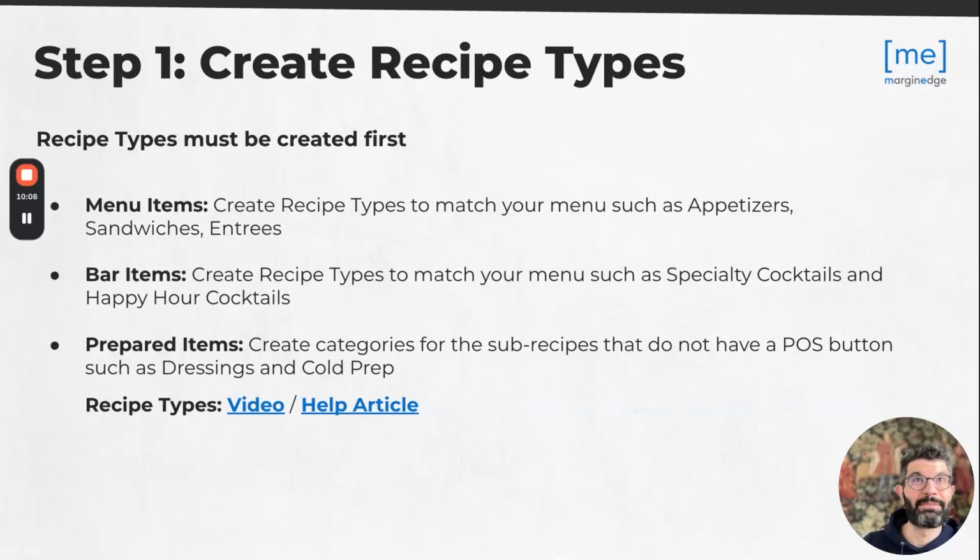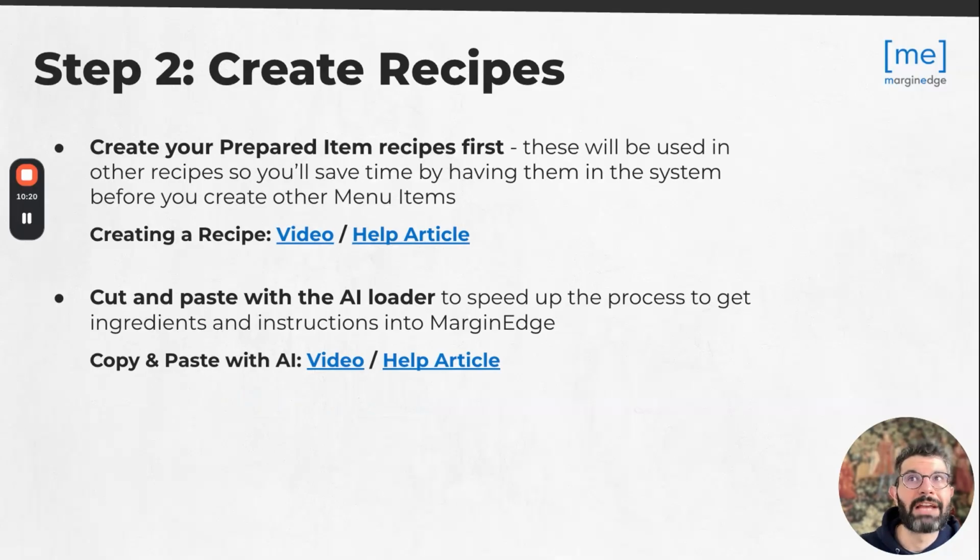If you expand the recipes tab, the place to start, though, is going to be in recipes, and then you're going to click setup, right? That's where you'll just get started. That's where you'll create these recipe types. And then next, you'll create recipes.